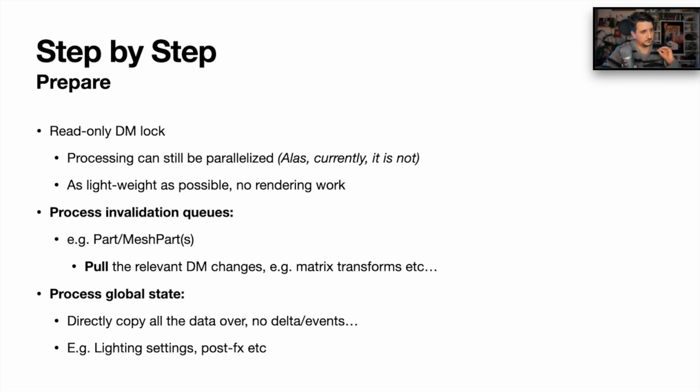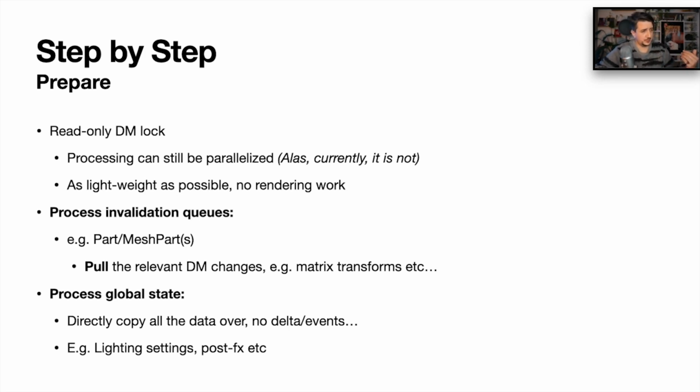Prepare locks the data model and goes through those queues of invalidated objects and fetches all the information, for example a new transform matrix or a new value of a part transparency, material or color. It fetches this data from the data model, trying to be as lightweight as possible, and it queues the data for the subsequent rendering perform.